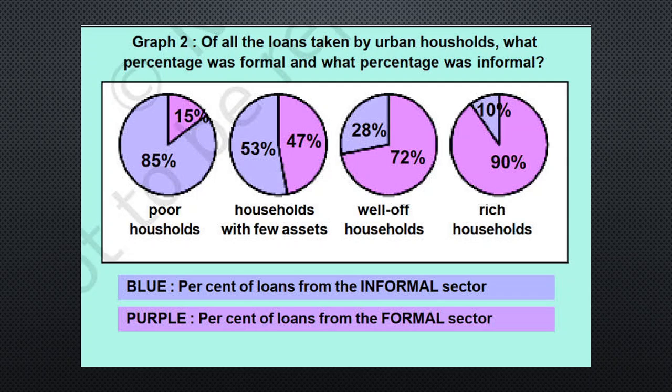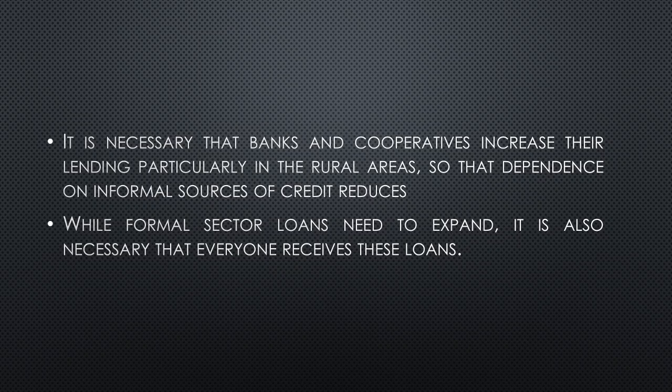So what does this suggest is that the formal sector still meets only half of the total credit needs of the rural people. And the remaining credit needs are met from the informal sector. So what can we say, students, that most loans from informal sources carry a high rate of interest and do little to increase the income of the borrowers. So it is necessary that banks and cooperatives increase their lending, particularly in the rural areas, so that dependence on informal sources of credit reduces.